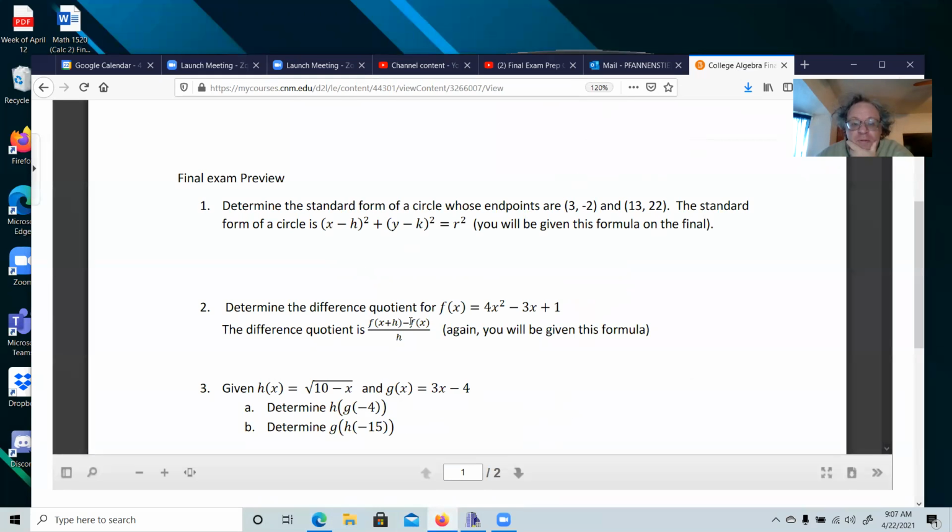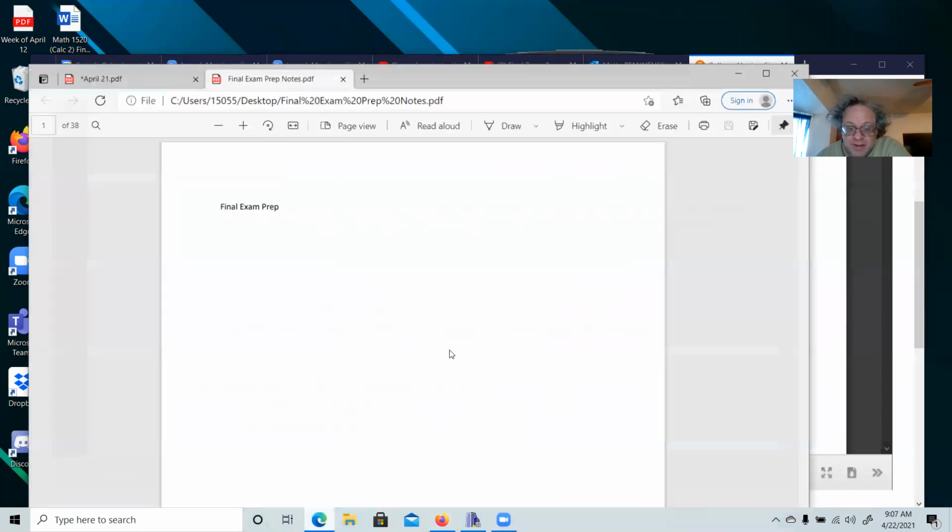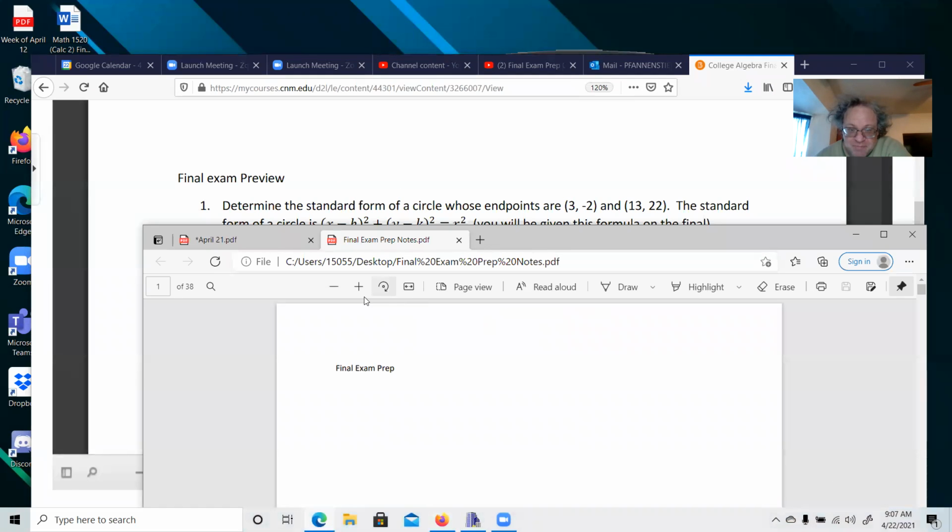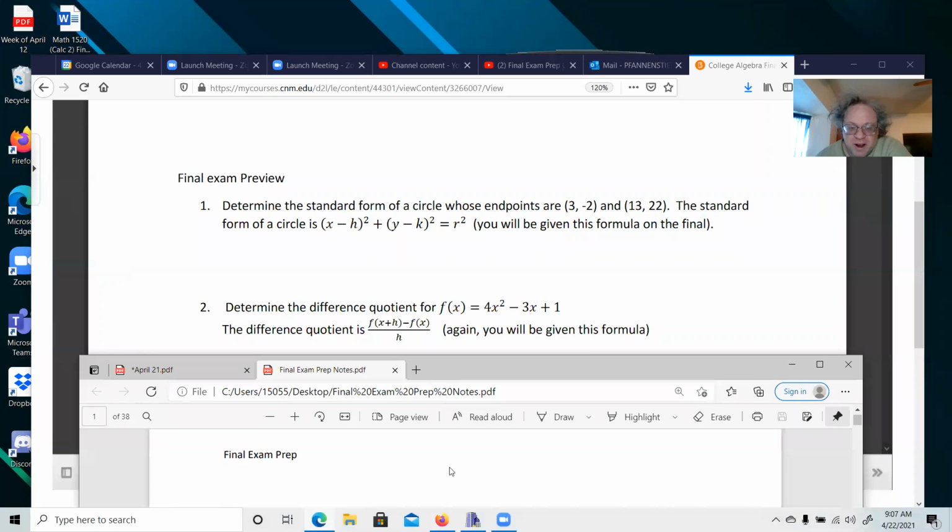Here we go. This is problem number 2. Find the difference quotient for the function given. I'll put this on the final, almost exactly the same wording here, so you don't need to memorize this thing. Eventually you will, but not today. If you want to put it on your card, that's fine, but you're not going to have to. Okay, so here we go.